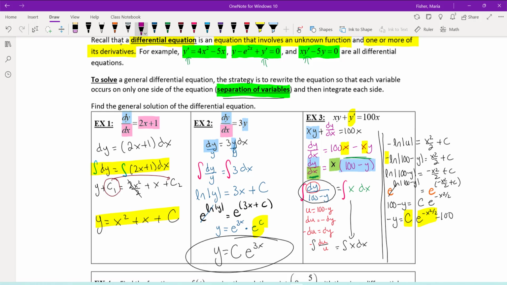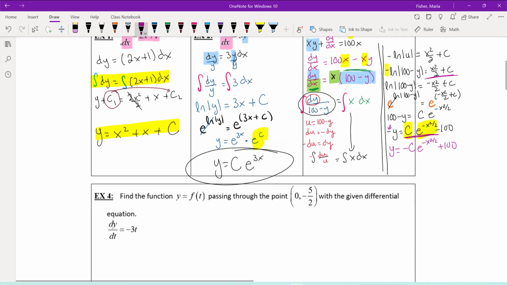So when we divide by a negative now to get rid of this negative here, we're going to need to make this a negative c e to the negative x squared over 2. And then this 100 becomes plus 100. Again, it changed this sign here to a negative because it can no longer absorb it like it did up here, because it's not just a constant of integration all by itself. Now it's being multiplied by something that has an x in it. So we end up here with y is equal to negative c e to the negative x squared over 2 plus 100.